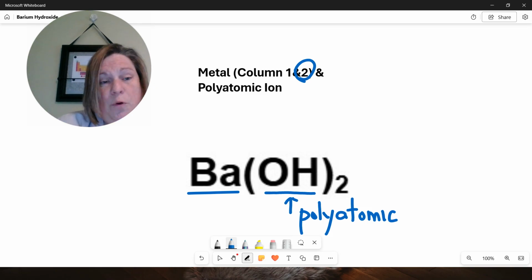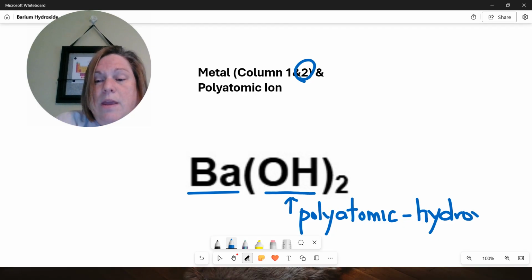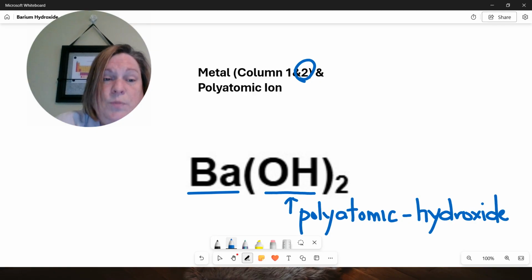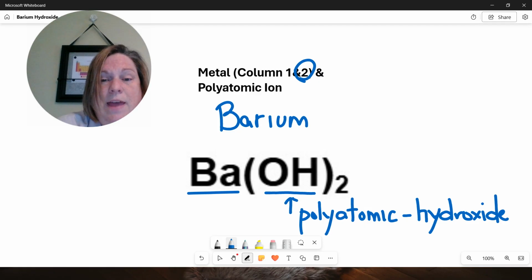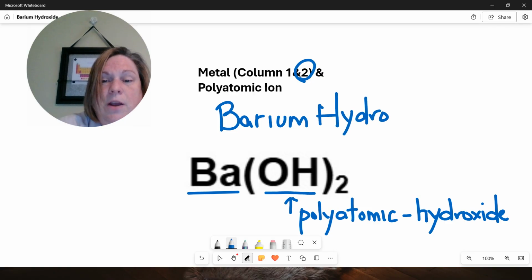You want to look for a formula that looks like a capital O and a capital H on your polyatomic ion. And in this case, it is called hydroxide. So when we're naming compounds that have metals from column 1 and column 2, it's pretty simple because we just say the metal name, which is barium. And then whatever the polyatomic ion name is, we say that. So it is hydroxide. So the name of this compound is barium hydroxide.